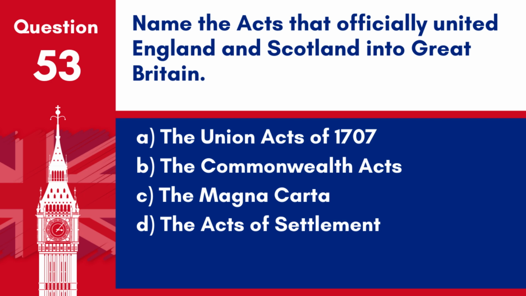Answer A. The Union Acts of 1707. The Acts of Union in 1707 officially united the kingdoms of England and Scotland into the Kingdom of Great Britain.